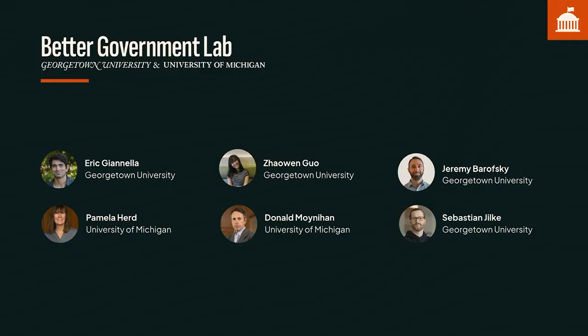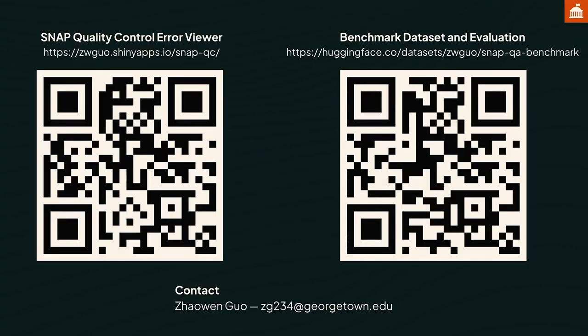Currently, our research team has been working on expanding this QC error viewer with more years of coverage and more useful variables, and augmenting this benchmark dataset by including reasoning quality checks beyond factual accuracy. We've also set up a policy evaluation pipeline to identify which policy levers are more effective at reducing SNAP payment errors. And you are welcome to explore these tools and datasets further by scanning these QR codes.